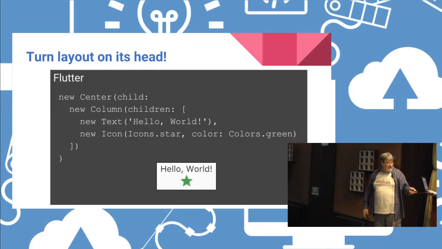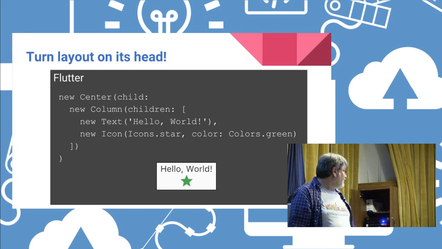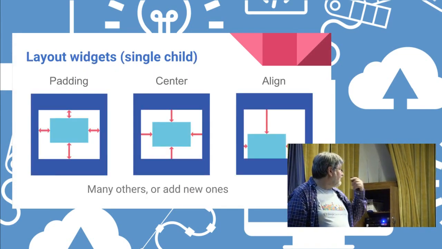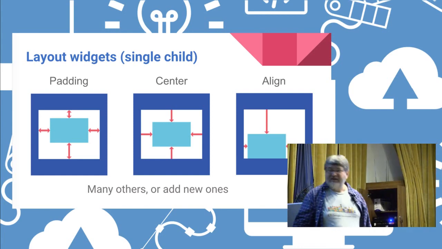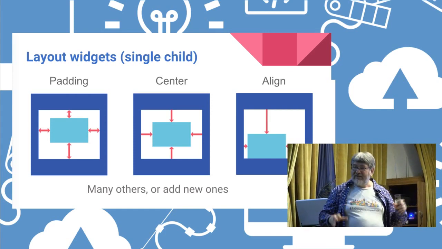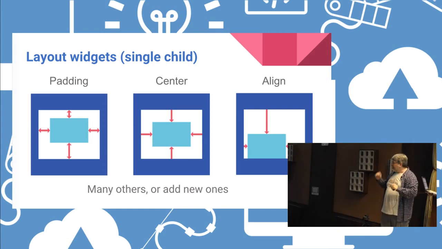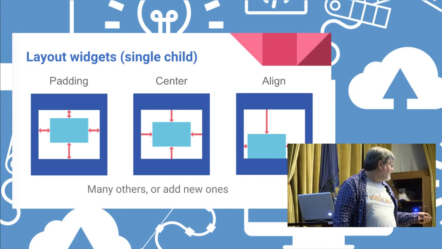And the same thing. We want a column. We want 2 things in it, some text, and we want an icon. And that icon has a property, which is its color. That's it. So I just want to show you some other widgets. You just saw the centering widget. There's also padding and aligning. Until I saw this, it never occurred to me that padding, centering, and aligning are very similar to each other. They all arrange something in reference to its parent. And so we have these 3 things in Flutter.